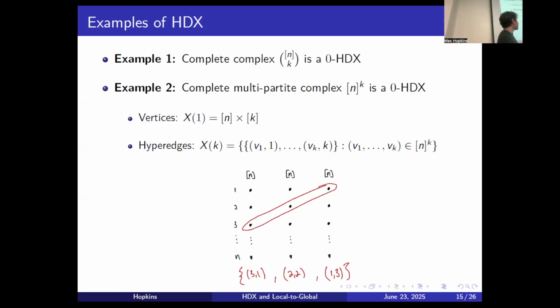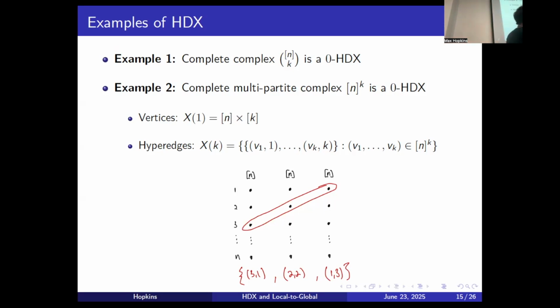The second example I want to talk about is what I'll write as n to the k. It's really the complete multipartite complex. So the vertices will really be n cross k. So think of sort of k copies of n. And I'll have every possible hyperedge that takes one value in each of these. As a simplicial complex, this is really like I have k coordinates, and then each possible value of 1 through n in the first part of this pair. So this is sort of isomorphic to n to the k. This is just how you write it as a simplicial complex. And I'm emphasizing this because we'll come back to it in about 10 minutes.